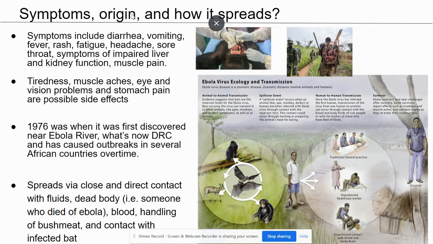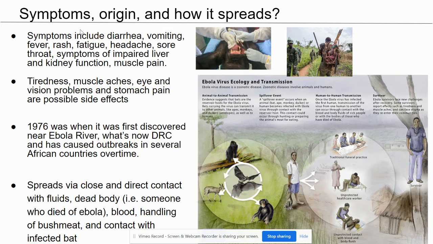Symptoms, origin, and how it spreads. Symptoms of Ebola include diarrhea, vomiting, fever, rash, fatigue, headache, sore throat, symptoms of impaired liver and kidney function, and muscle pain. Side effects after recovery include tiredness, muscle aches, eye and vision problems, and stomach pain.